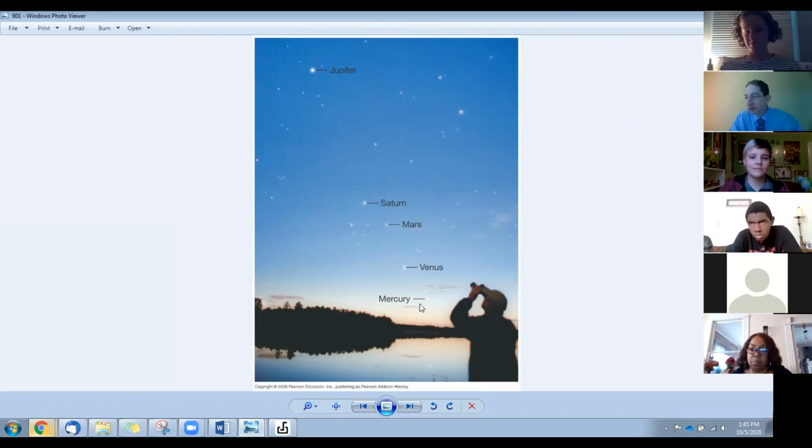I like this figure because they're all on the same side of the sky. And that happens every couple decades. You'll get them all kind of clustered, just chance.